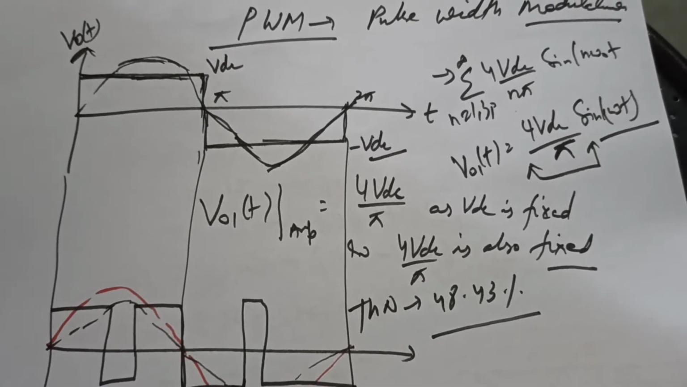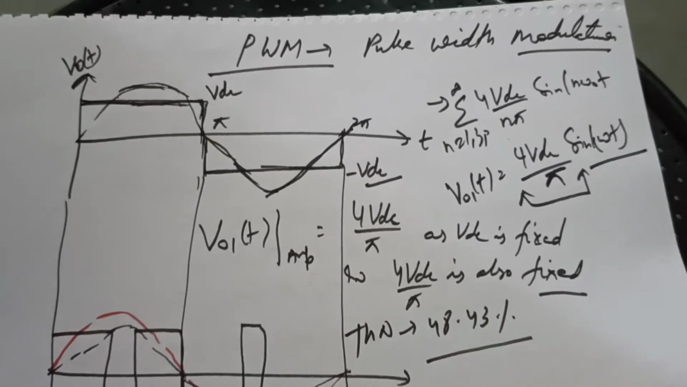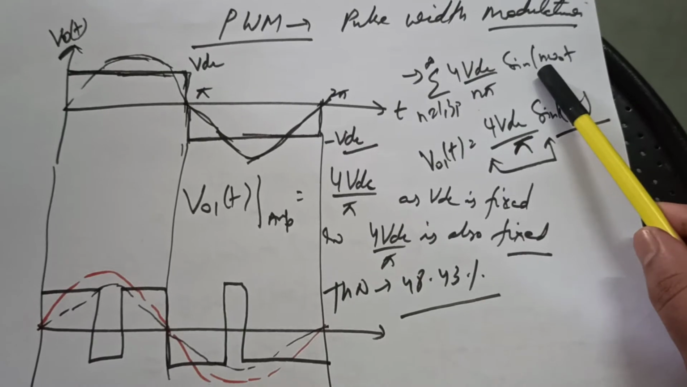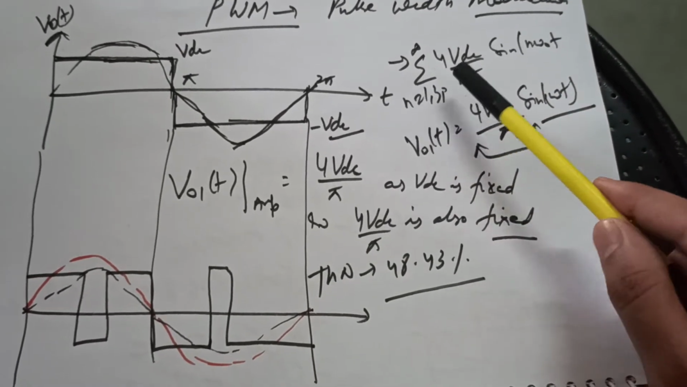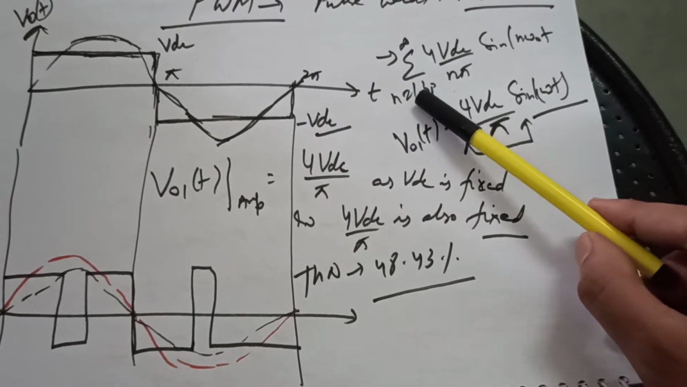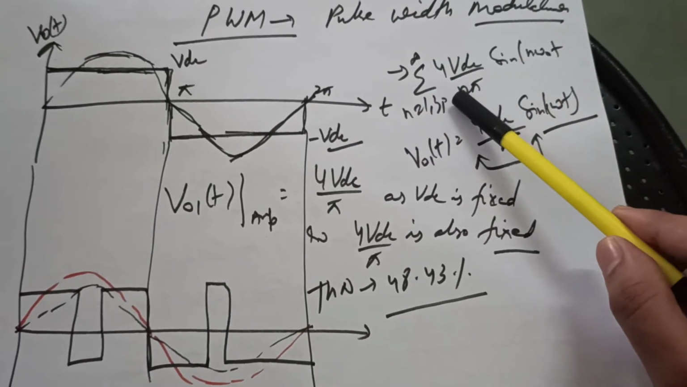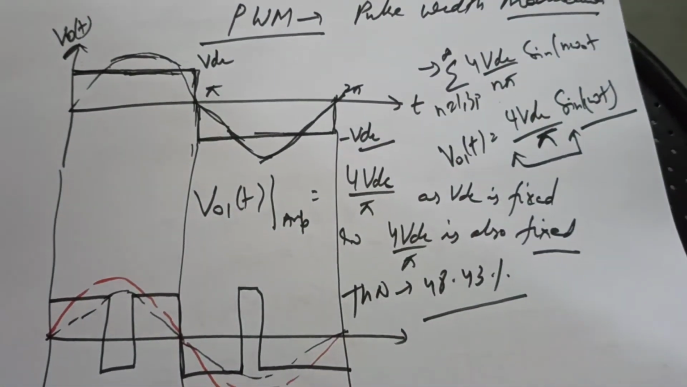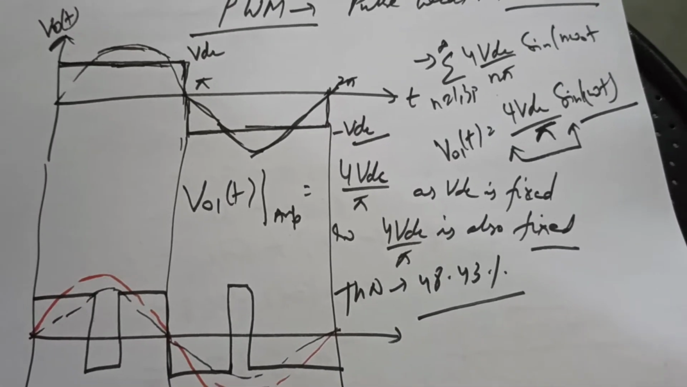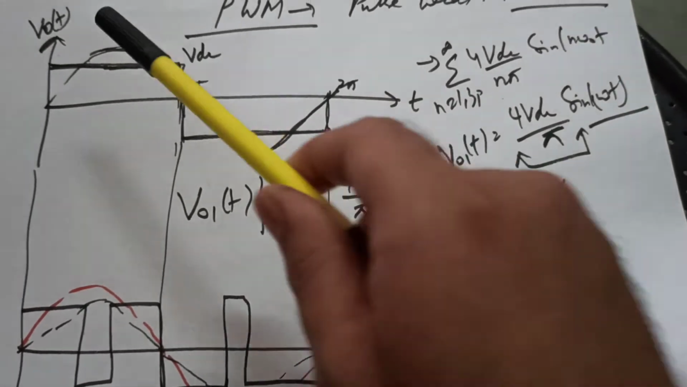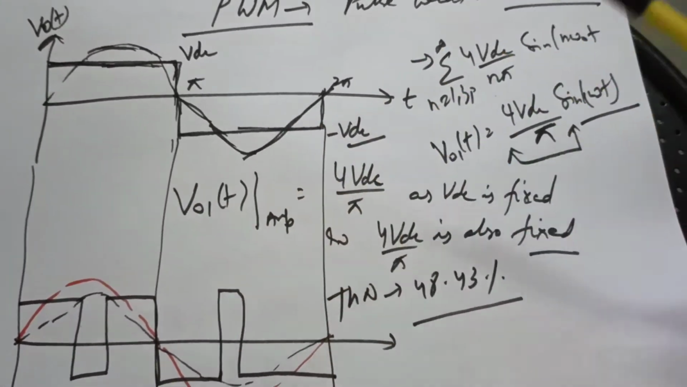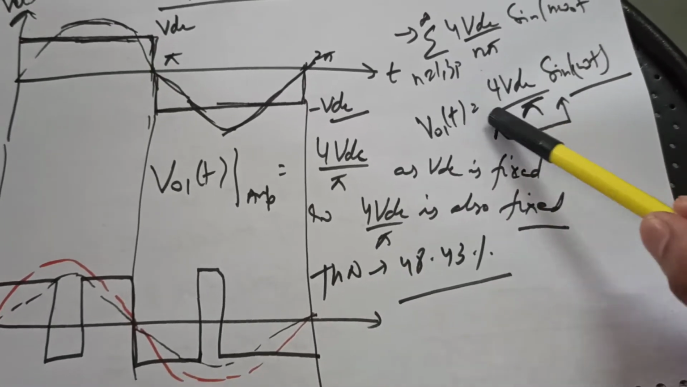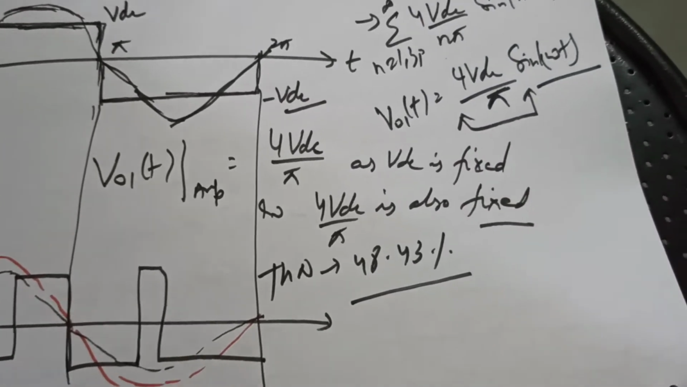I would like to elaborate this point because this is often doubtful. This is 4 VDC by n pi sine n omega naught t, a summation with n equals 1, 3, 5 to infinity, where n is the number of harmonics. We can very well understand that this sinusoid is the fundamental of this rectangular pulse. So every time the output will depend on the value of VDC. The fundamental will depend on the value of VDC, that is 4 VDC by pi upon root 2.